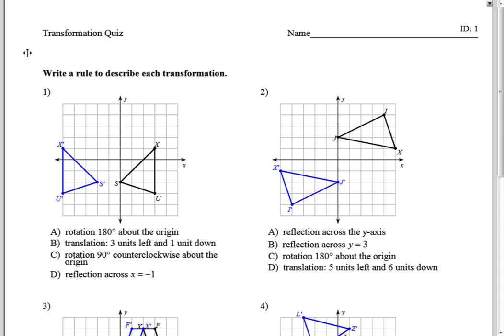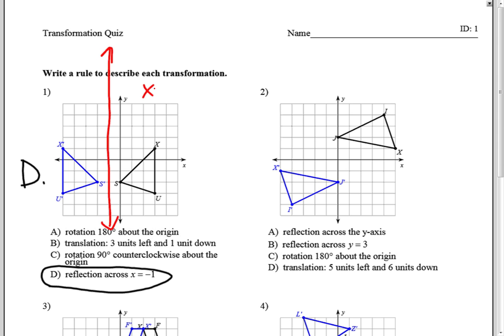Quickly go through the answers to this. If you have a question, stop me. Did everybody choose D for the first one? Reflection across x equals -1. We are talking about this line right here. That is the x equals -1 vertical line.